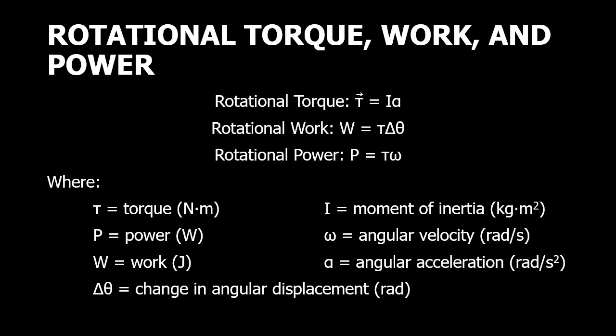Let's now proceed to the rotational torque, work, and power. For those three, we have three corresponding formulas, as you can see on your screen, where T is torque, P is power, W is work, I is moment of inertia, omega is angular velocity, alpha is angular acceleration, and last, the change in angular displacement, which has a unit of rad.